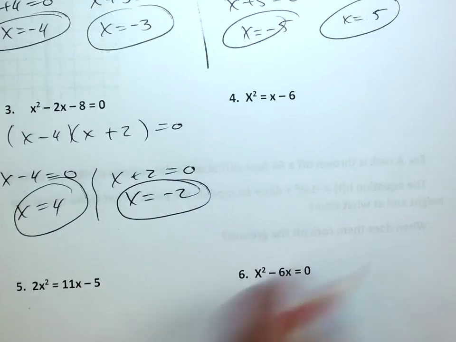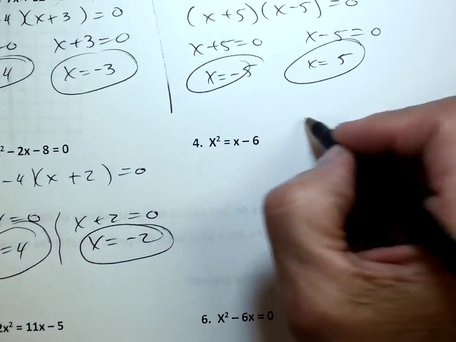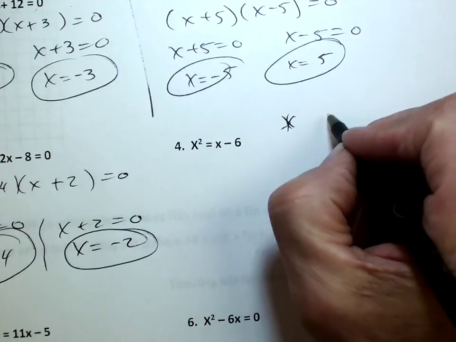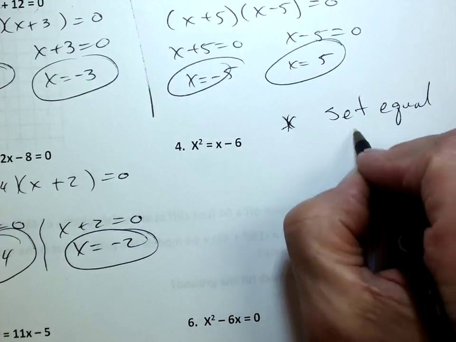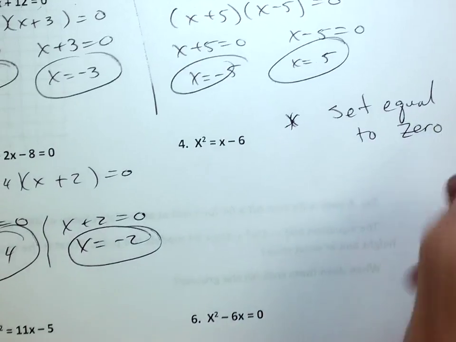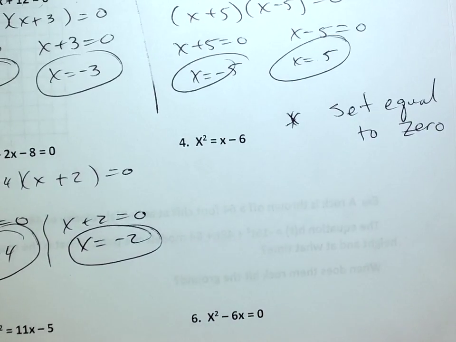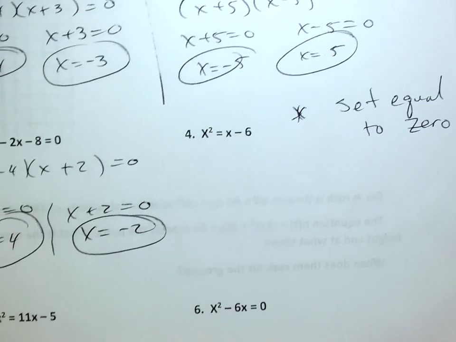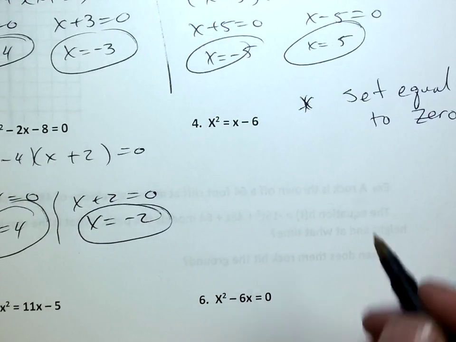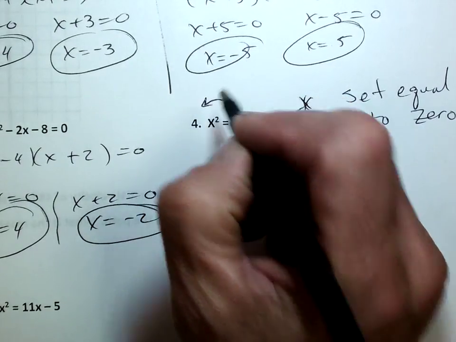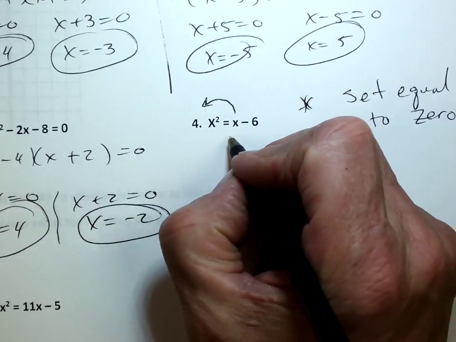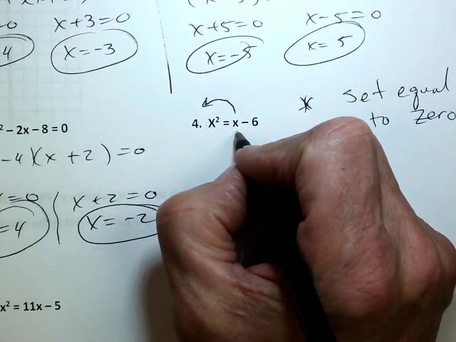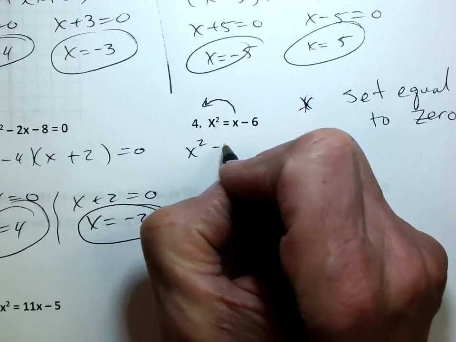Number 4. Now to do number 4, let's add a little step here. We need to set it equal to 0. Before we even factor, you need to make it equal to 0. I need to bring everything to one side. So to bring over the x, I'm going to subtract x. I'll have an x squared minus an x.